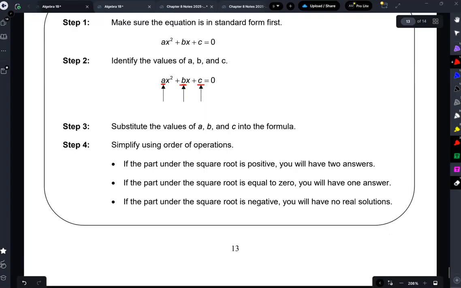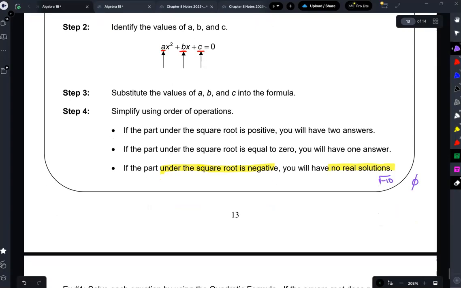Now, after that, you need to simplify using order of operations. Now, there are three possibilities. If I'm going to start from the bottom, if under the square root is negative, you get no real solutions. So for example, if you get the square root of negative 10, that's no solution.